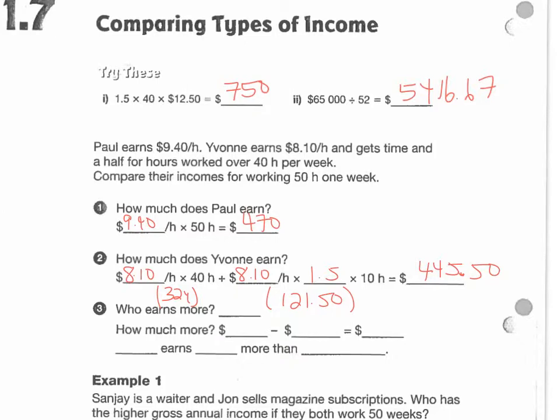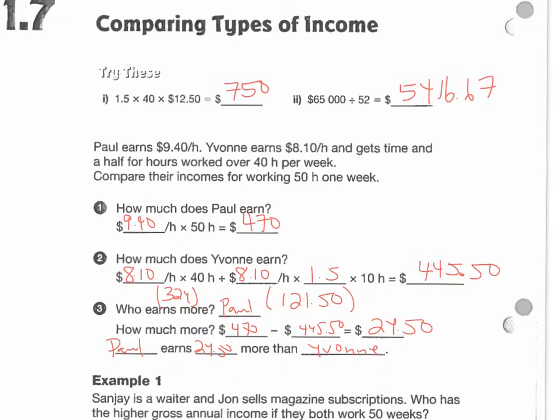Paul. How much more? So you take 470 and you subtract $445.50. On your calculator you can do that, and you'll get $24.50. So Paul earns $24.50 more than Yvonne.